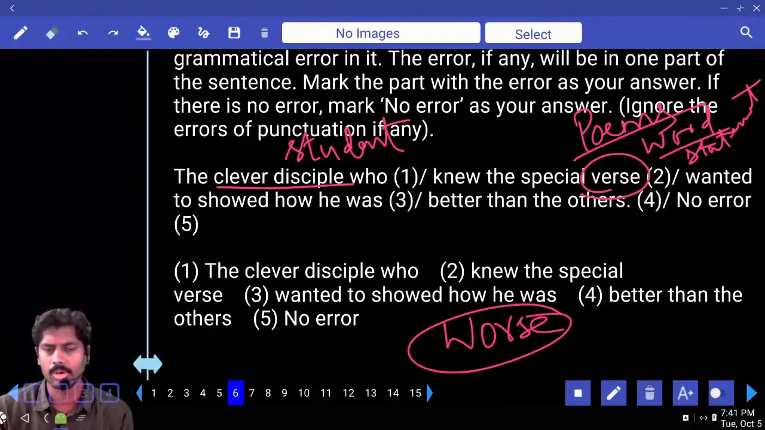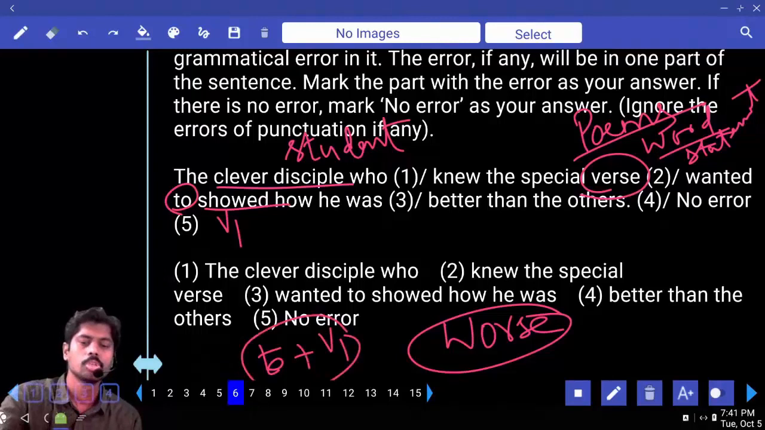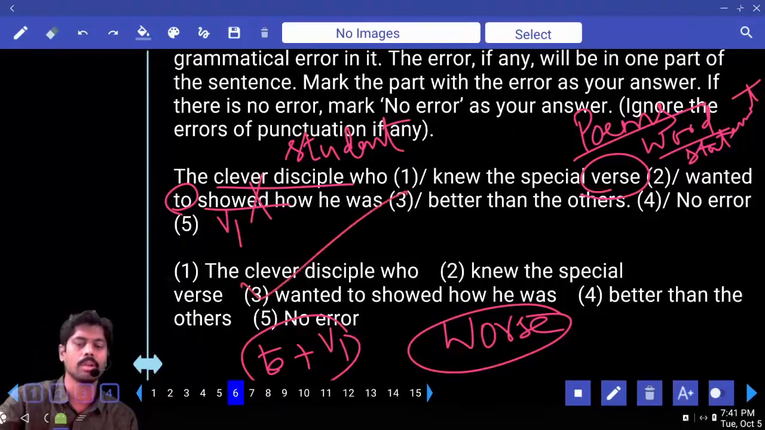Who knew the special verse wanted to show. After to, what is needed? Whenever to comes, we need to add V1 of the verb. Showed is wrong, only show is needed: to show how he was better than the others. Error is in the third part.